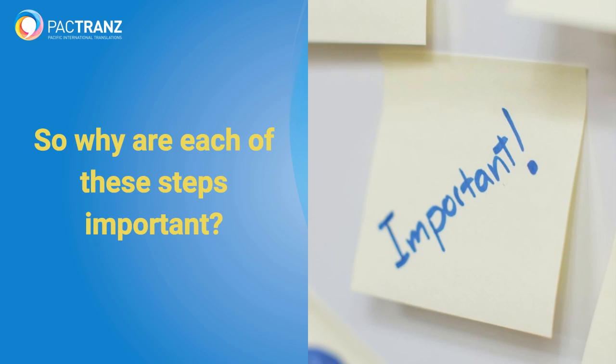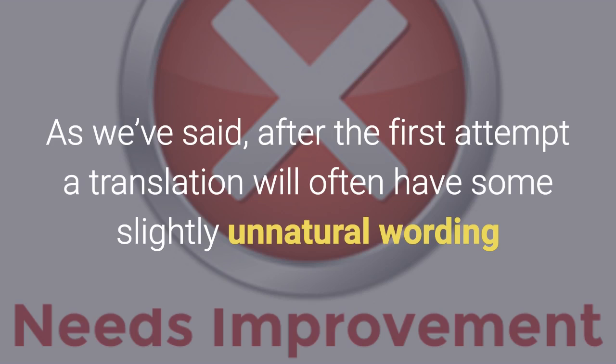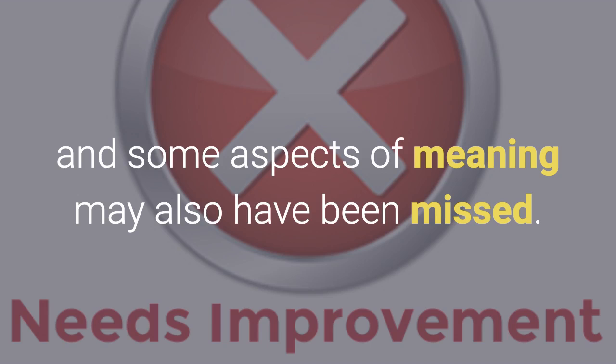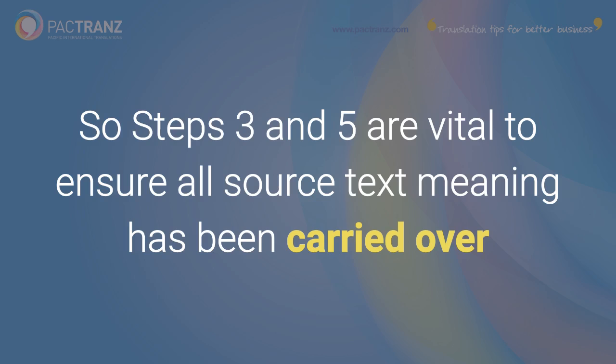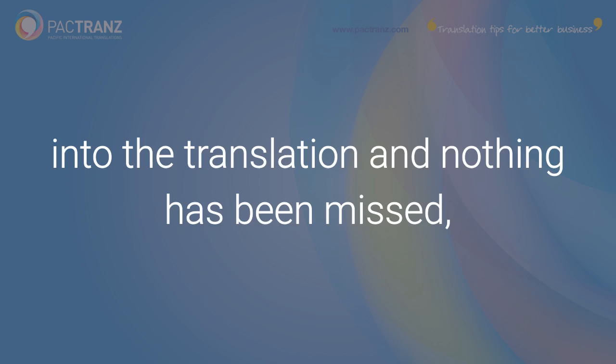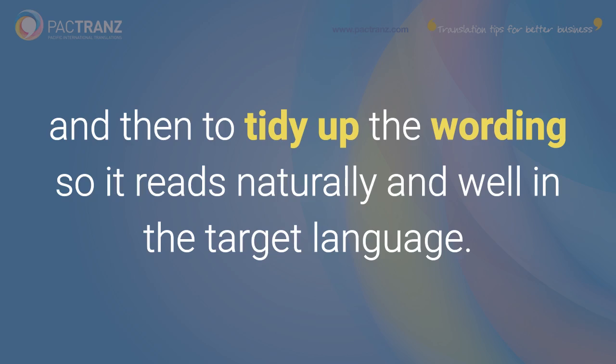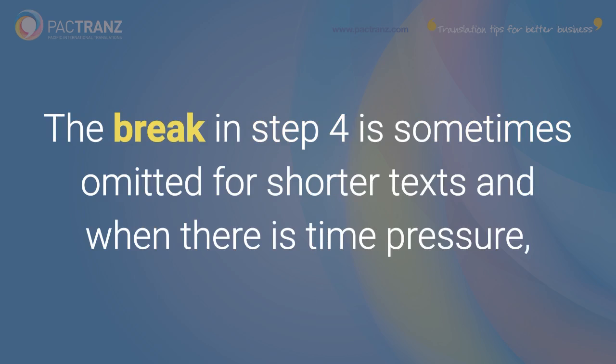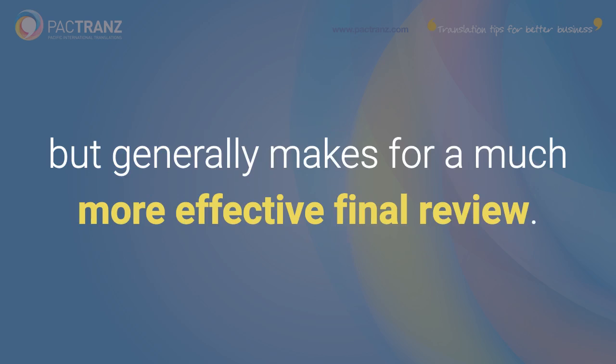So why are each of these steps important? As we've said, after the first attempt, a translation will often have some slightly unnatural wording, and some aspects of meaning may also have been missed. So steps 3 and 5 are vital to ensure all source text meaning has been carried over into the translation and nothing has been missed, and then to tidy up the wording so it reads naturally and well in the target language. The break in step 4 is sometimes omitted for shorter texts and when there is time pressure, but generally makes for a much more effective final review.